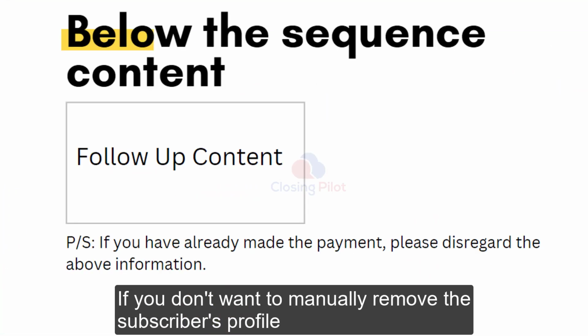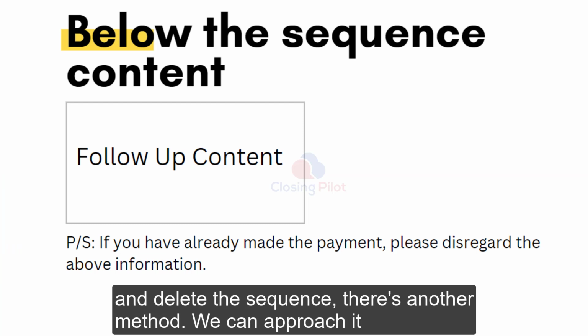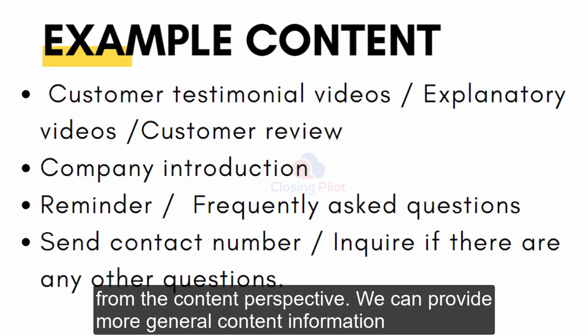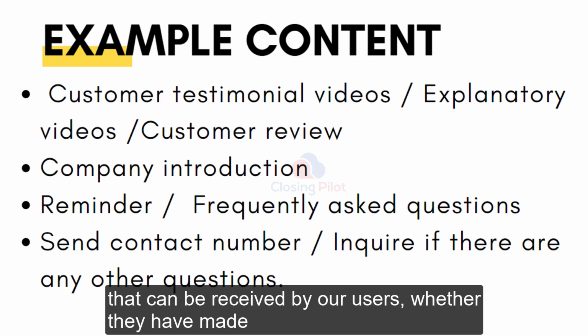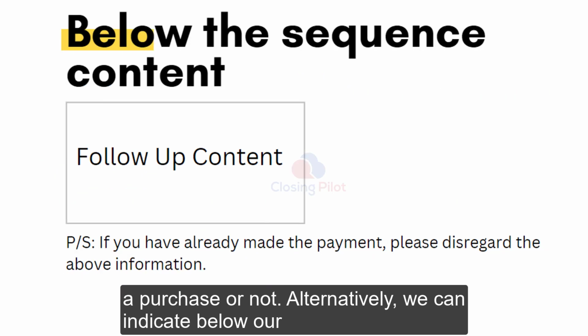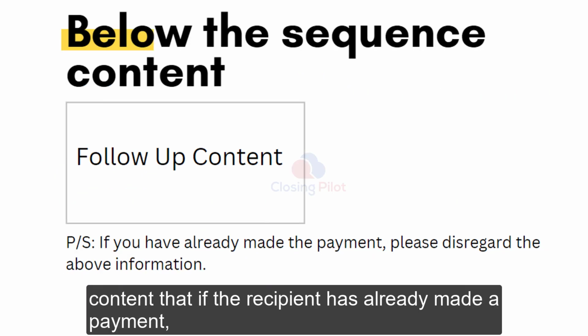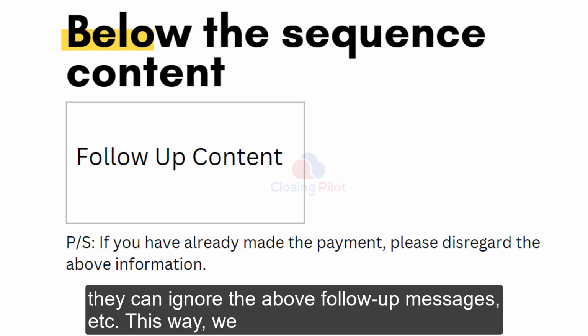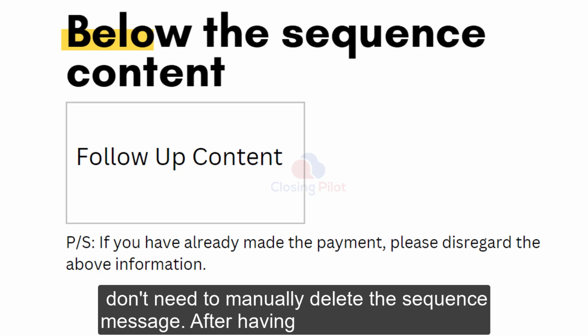If you don't want to manually remove the subscriber's profile and delete the sequence, there's another method. We can approach it from the content perspective. We can provide more general content information that can be received by our users, whether they have made a purchase or not. Alternatively, we can indicate below our content that if the recipient has already made a payment, they can ignore the above follow-up messages, etc. This way, we don't need to manually delete the sequence message.